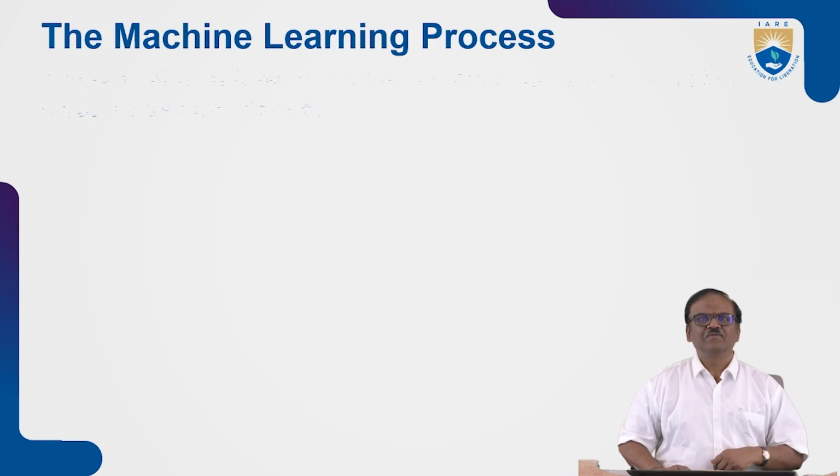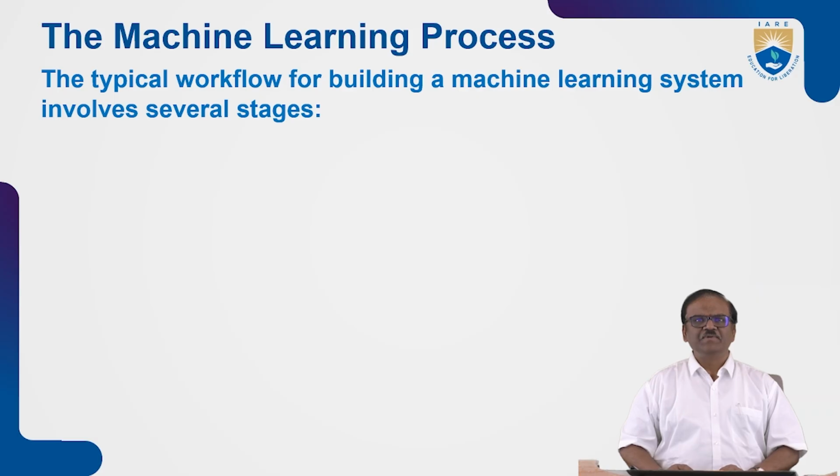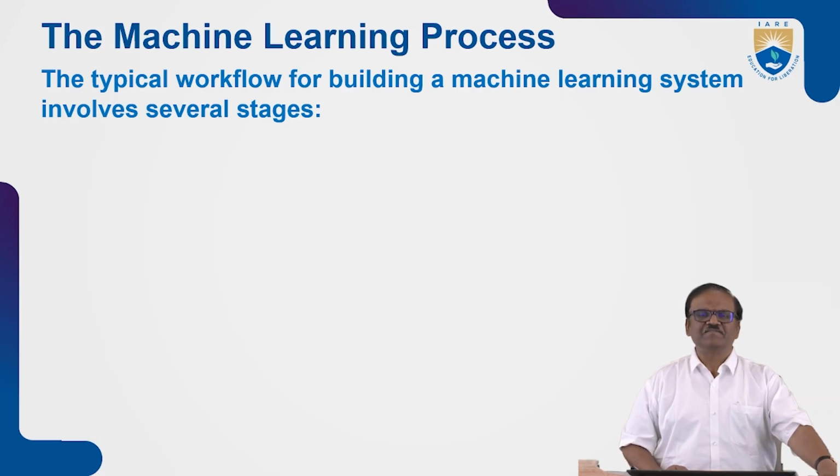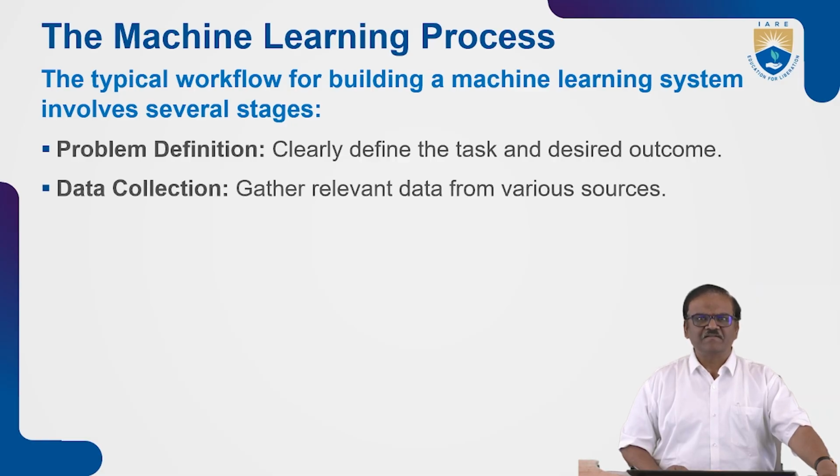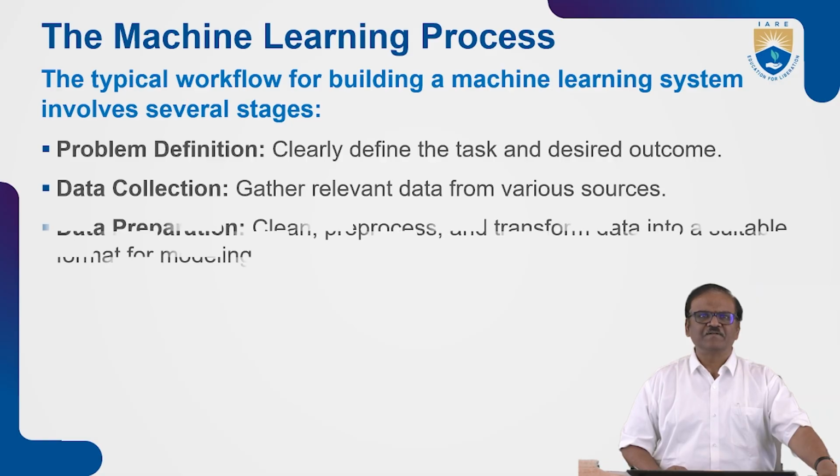Today we will understand what is machine learning. The typical workflow for building a machine learning system involves several stages. The first stage involves the problem definition. Clearly define the task and the desired outcome. Data collection. Gather relevant data from various sources. Data preparation. Clean, pre-process, transform data into a suitable format for modeling.